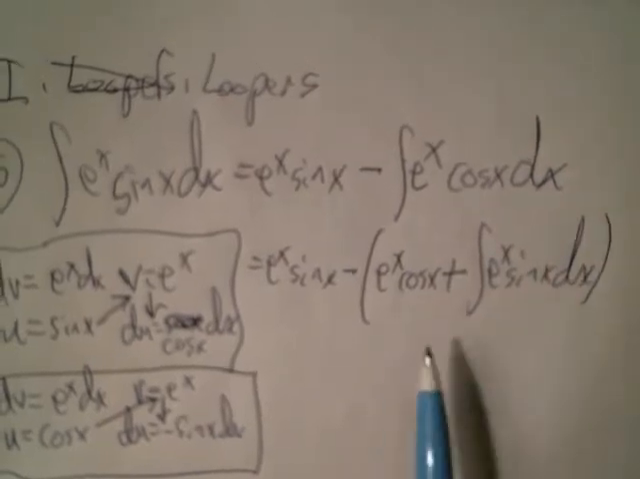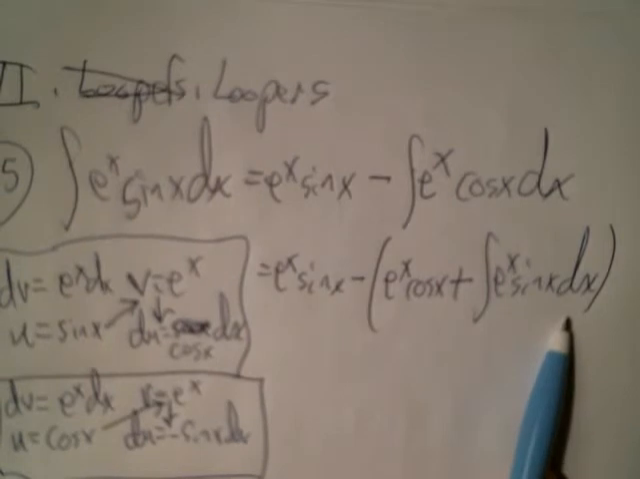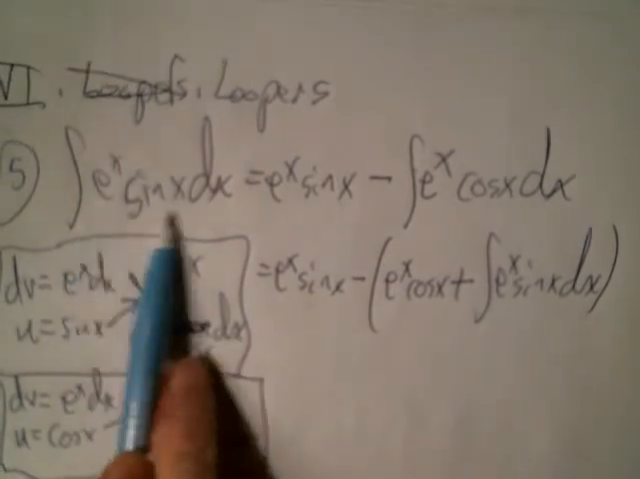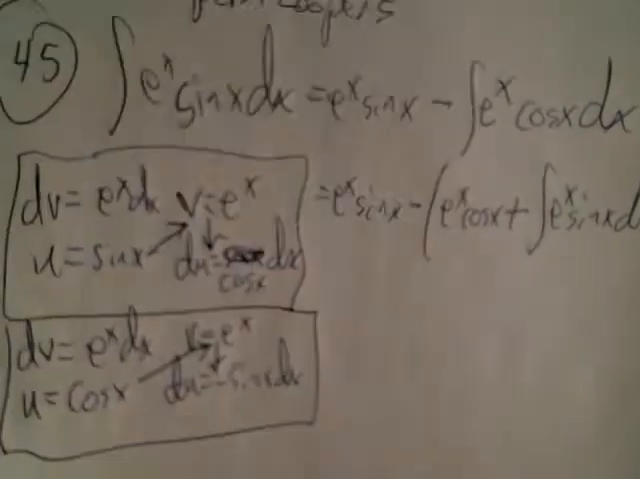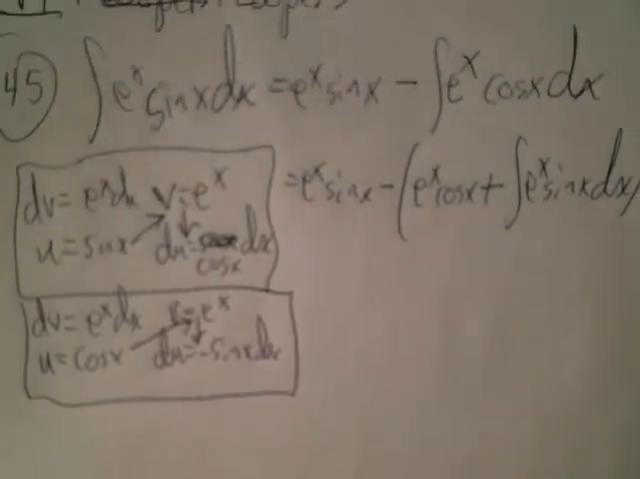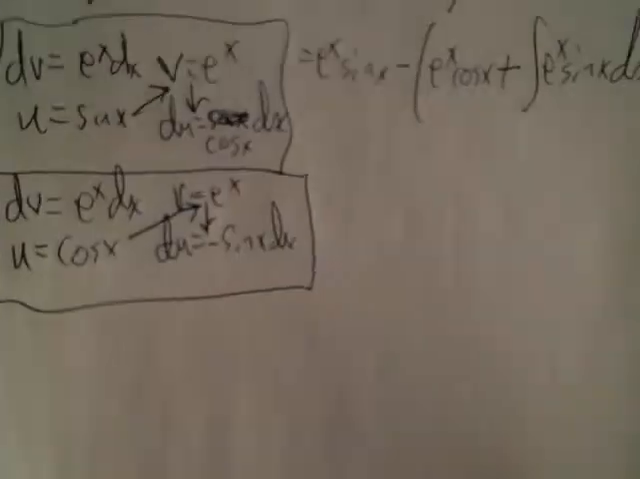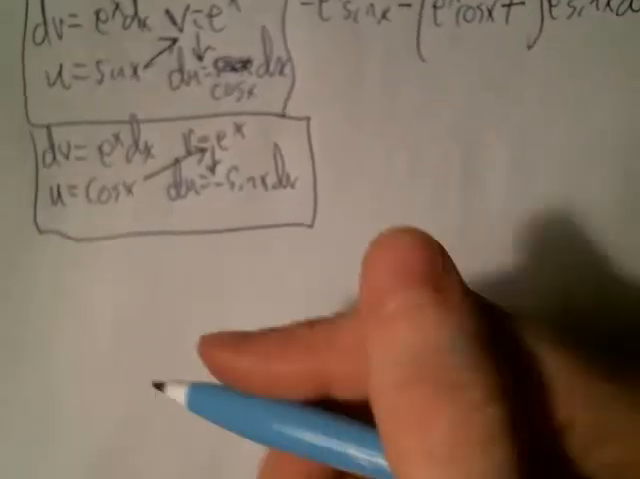Okay? And there's the kicker, right? We've kind of ended up back where we started. So what we're going to do is assign that a variable and then solve out for that variable, because that's what we're trying to find. We're trying to find the integral of that thing. And okay, so what do we have?